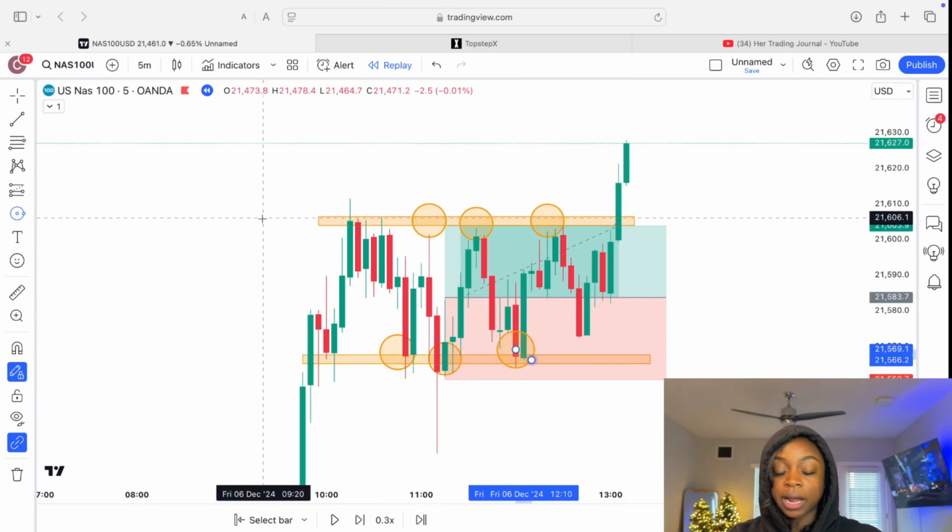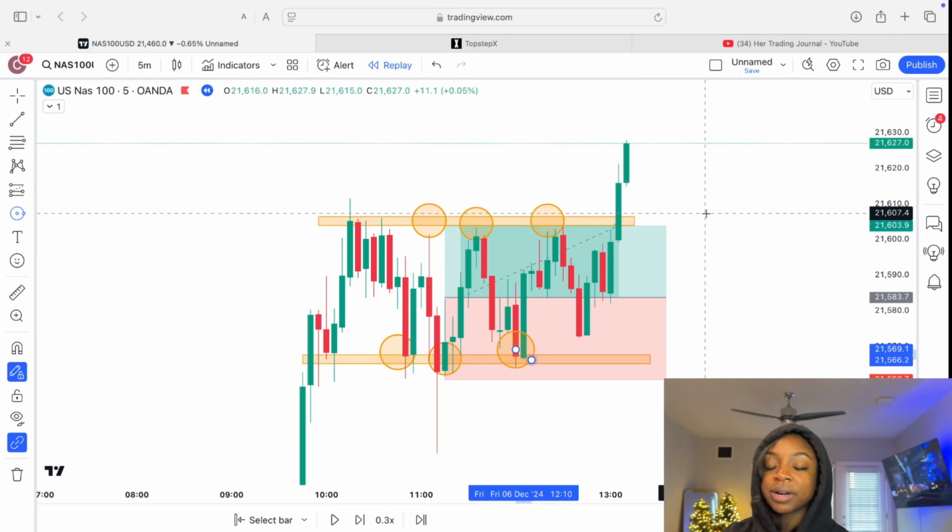So that is your range, support, and resistance trading in a nutshell. Hopefully I made it super simple for you guys to understand it. Nothing too crazy, nothing too extravagant, just simple candlestick patterns. And once it breaks out, it's just over. You wait for price to create another range for you to trade in, and that's about it. So I will see you guys in the next video.